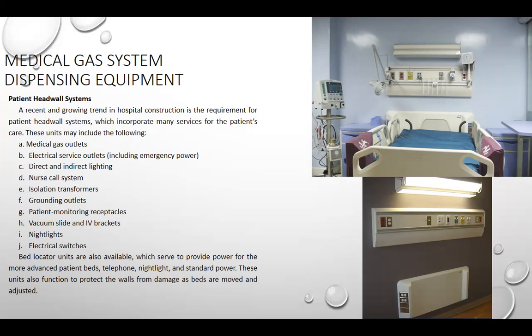Bed locator units are also available, which serve to provide power for more advanced patient beds, telephone, light, and standard power. These units also function to protect the wall from damage as beds are moved and adjusted. So, yan. Okay? Ito mga gandang hospital. Makita ka sana dito sa atin. Yan. Okay? Yung sa loob ng hospital, ito ang maganda. Hindi yung sa labas. Okay?